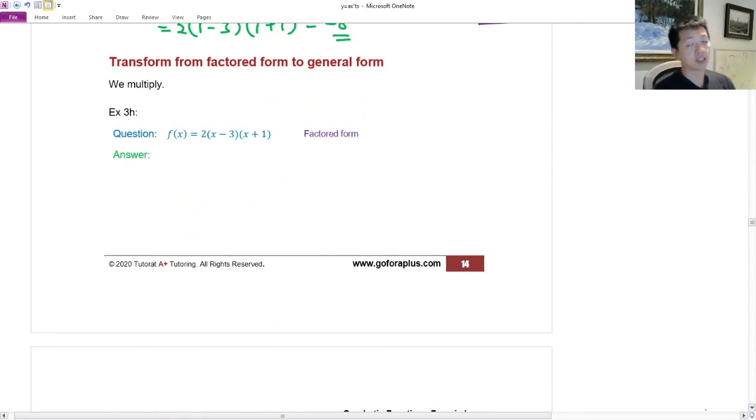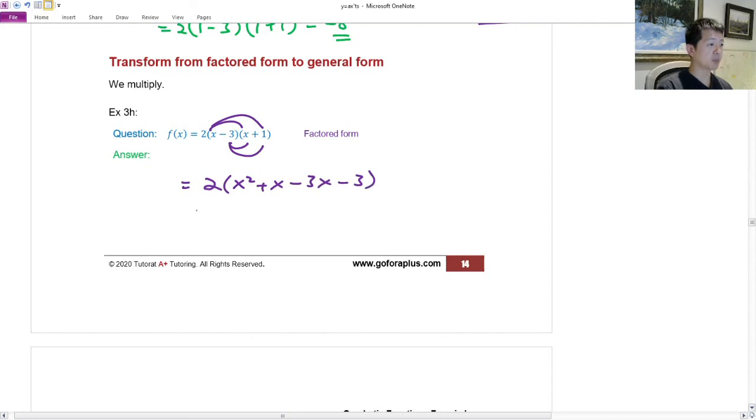Now transform from factor form to general form. We multiply, okay? It's just as simple as this. This is just multiplying the brackets. Okay, draw this, and we multiply. 2, and then we have x squared plus x minus 3x minus 3. And then we have x squared minus 2x minus 3. We multiply the 2 inside, so we have 2x squared minus 4x, oops, and minus 6. And that's my general form.